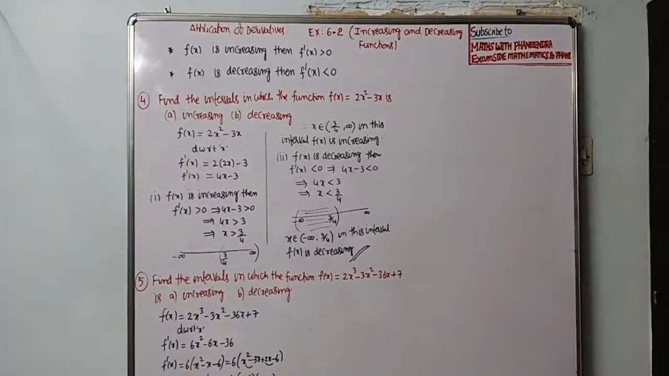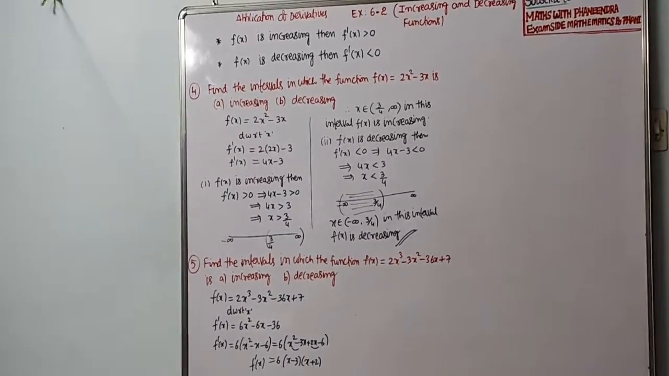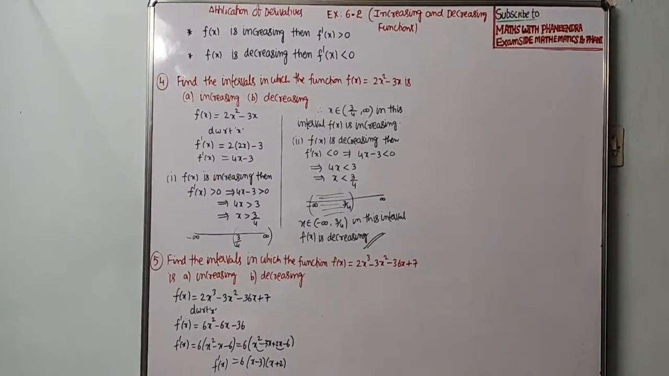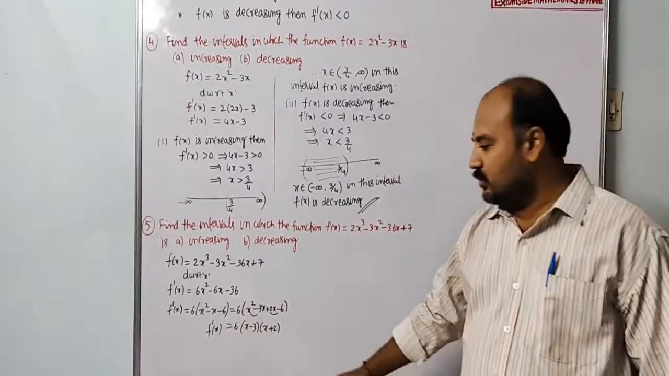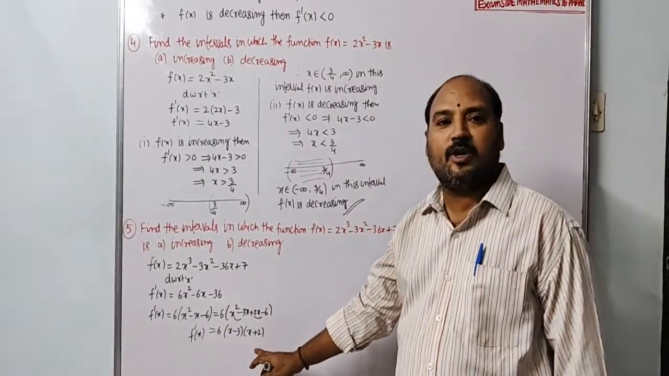Sorry for the disturbance, dear students. f dash of x equal to 6 into x minus 3 into x plus 2.